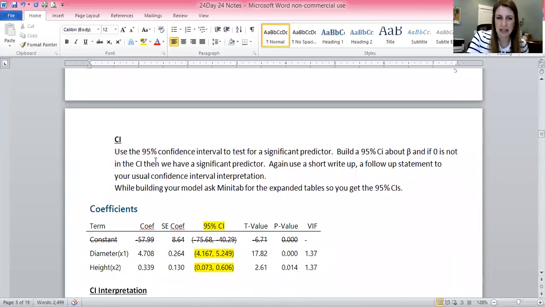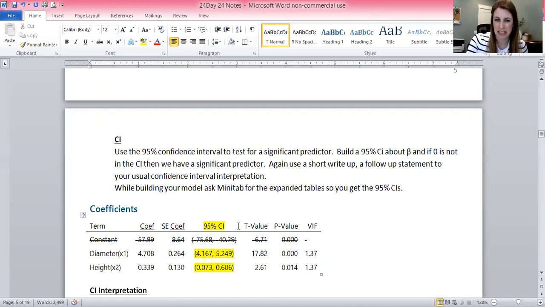The CI is when you get those expanded tables, right? So we did that last class, the expanded tables, you get this 95% CI. You would look at each predictor here. So I used an actual example. We're looking to see if 0 is in the CI, okay? So if 0 is not in the CI, then that means the predictor is significant. So you're either looking for not a 0 in the CI or a p-value less than 0.05 from your test.